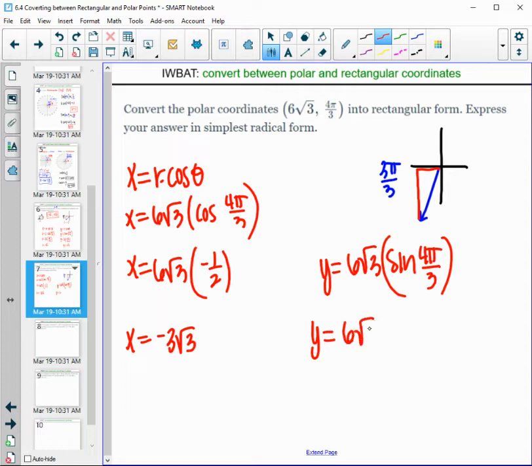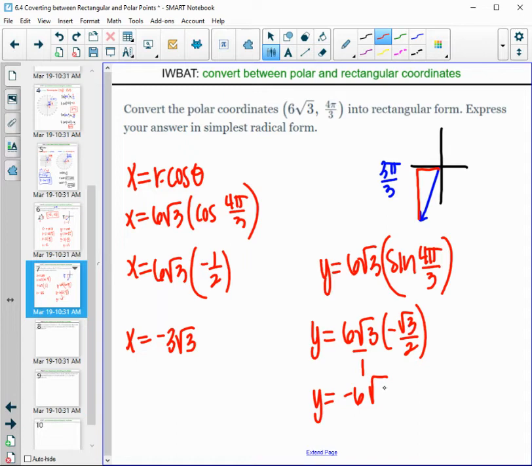So your R is 6 root 3. The sine of this angle, so the sine of 4 pi over 3, is negative root 3 over 2. Okay, so you've got a couple things here. Maybe I'll just multiply this out with a 1 under here. So this will be negative 6 root 3 times root 3.